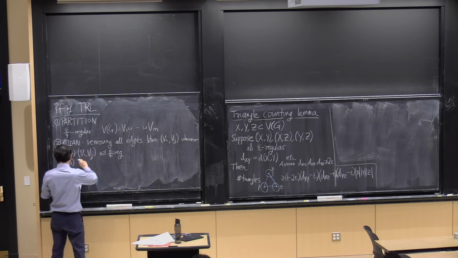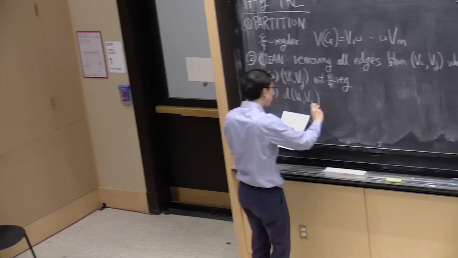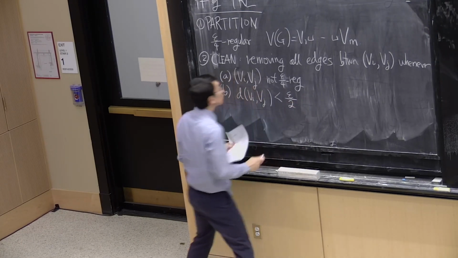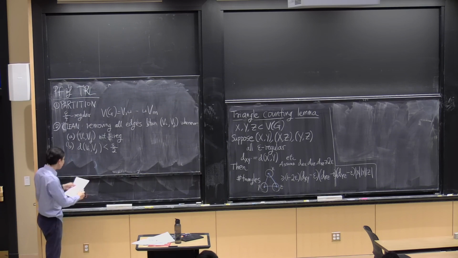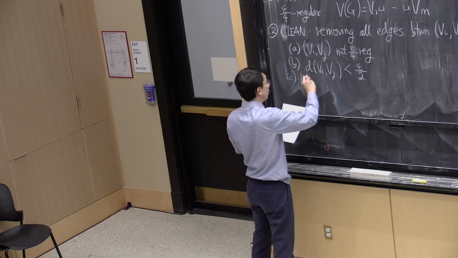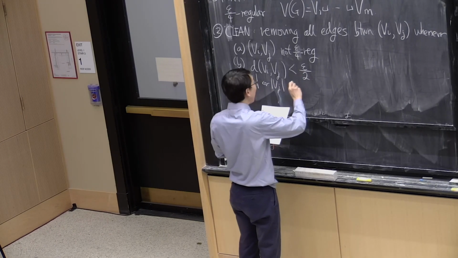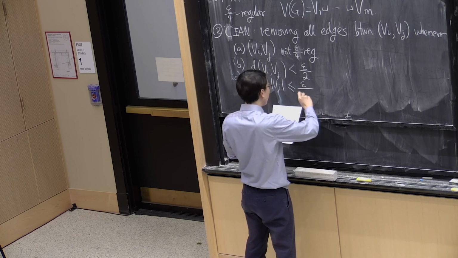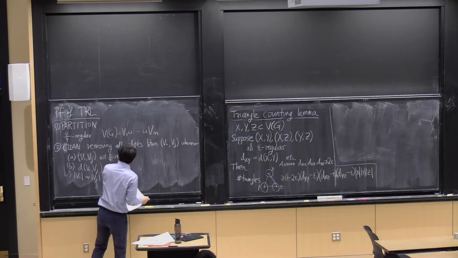Also, between parts where the edge density is too small. If the edge density is less than epsilon over 2, get rid of those edges. And if one of the two vertex sets has size too small, and here too small means epsilon over 4m times the size of n.